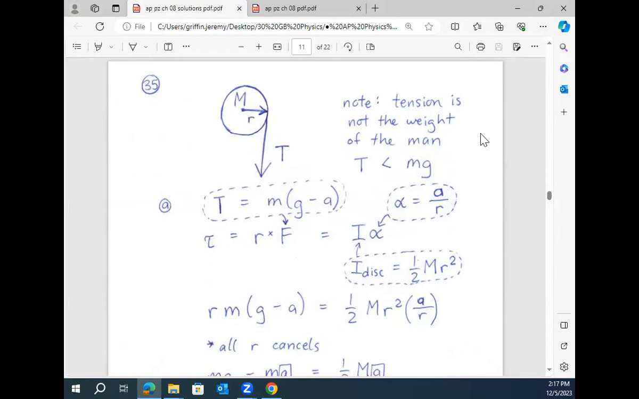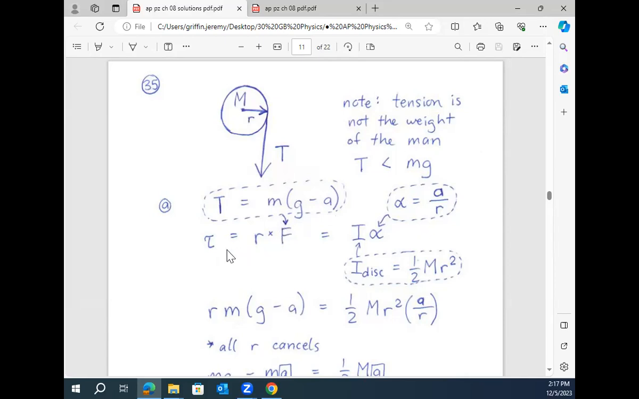Oh, I made a note over here. The tension is not the same as the weight of the guy, right? That might be an easy mistake to make. You guys know the tension is going to be less than the weight. In fact, look at this dashed outline expression right here. That's what we just derived. That's why I did the challenge question, the review with you guys, because that's right there. So the tension of the string is the mass of the guy times g minus a, right?